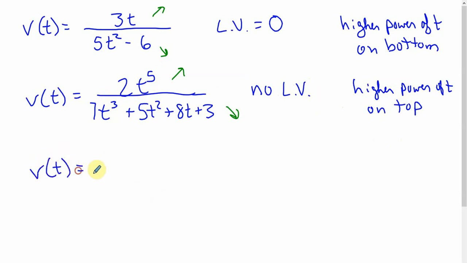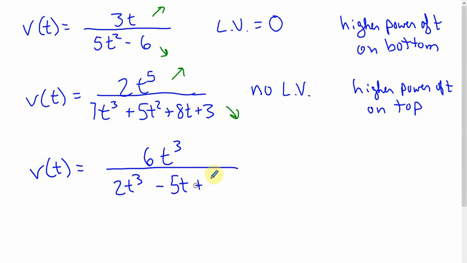Now finally, the last case is, what if they're tied? So what if it's 6t cubed, and down here we have 2t cubed minus 5t plus 11. Okay. So again, top's getting bigger, bottom's getting bigger, but the bottom getting bigger means trying to make the fraction smaller. These guys don't really matter in the long run. It's really t cubed against t cubed.